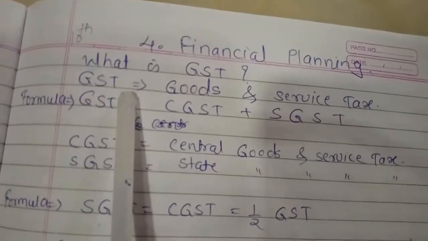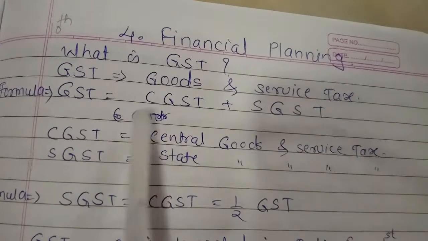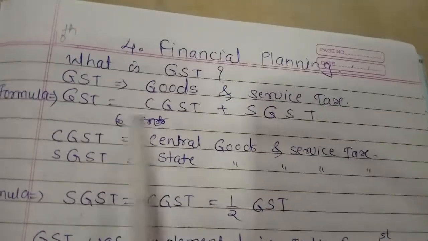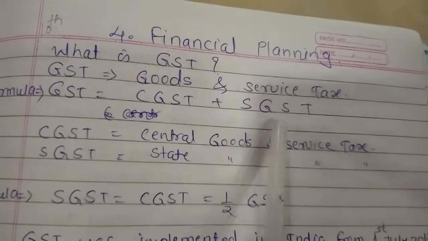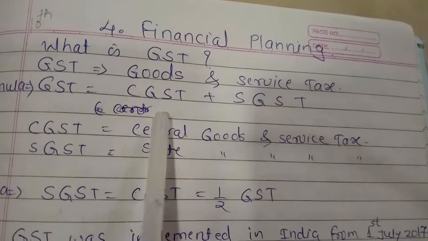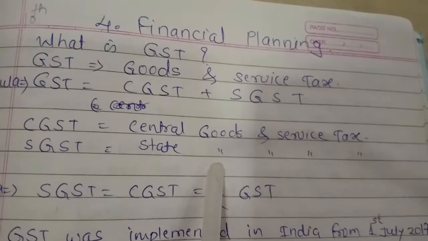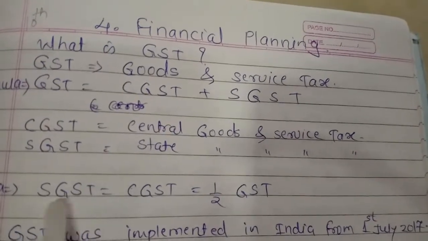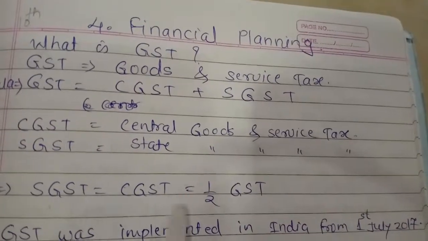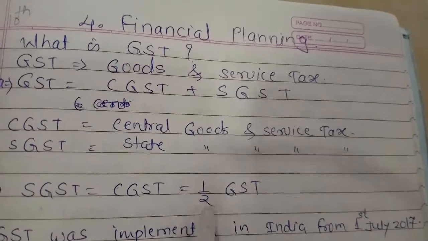The long form of GST is Goods and Services Tax, and the formula for calculating the GST is CGST plus SGST is nothing but the GST. Means, how do we get GST? We get it by adding CGST and SGST. Then what is meant by GST, CGST and SGST? CGST is the Central Goods and Services Tax, while SGST is the State Goods and Services Tax. And the SGST and CGST that we get are half of the GST and both are the same, that is, the rate of both CGST and SGST are the same, which is half of the GST.